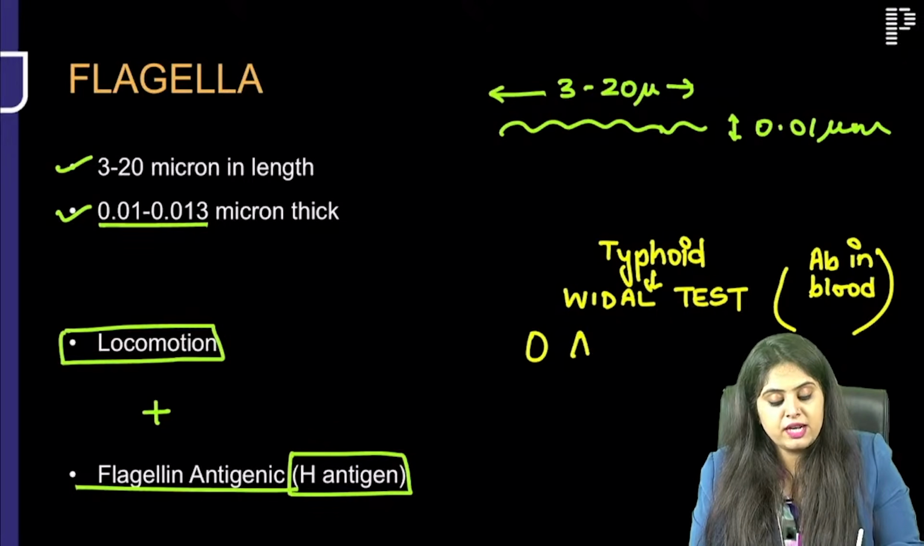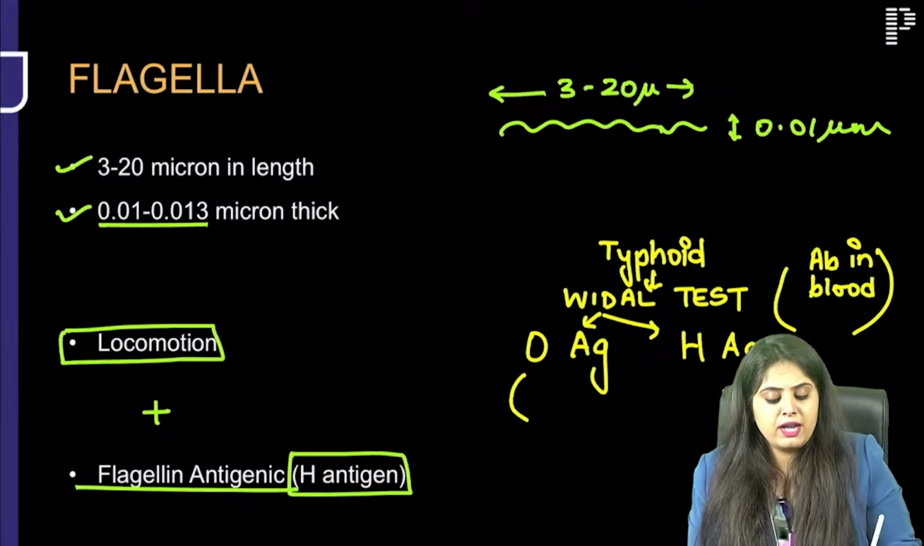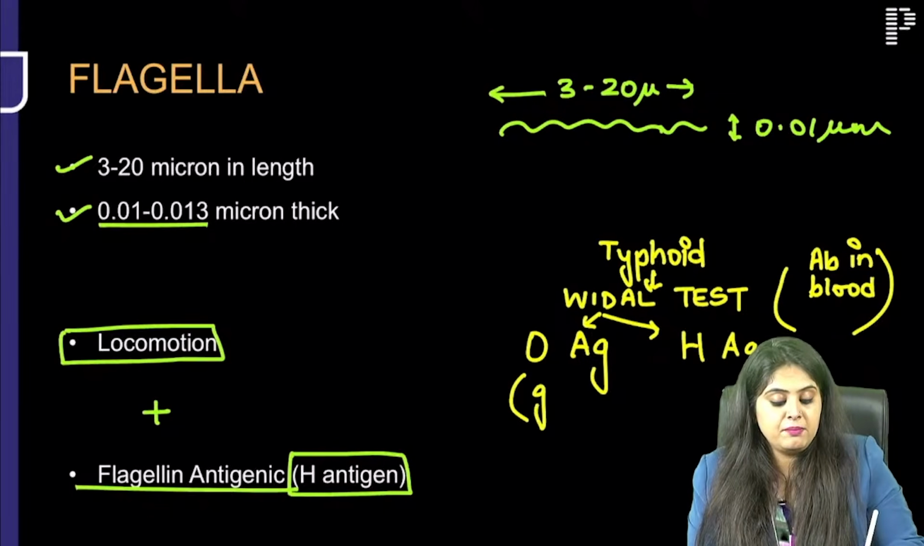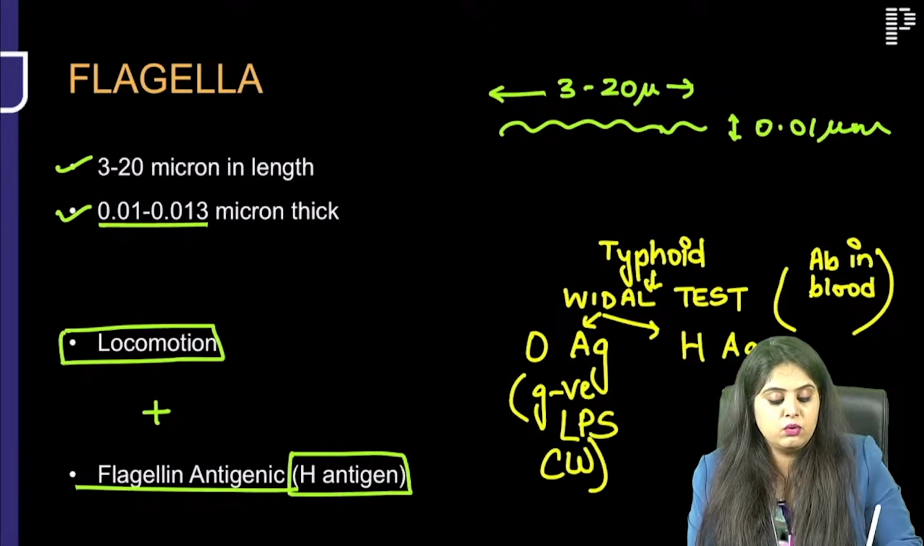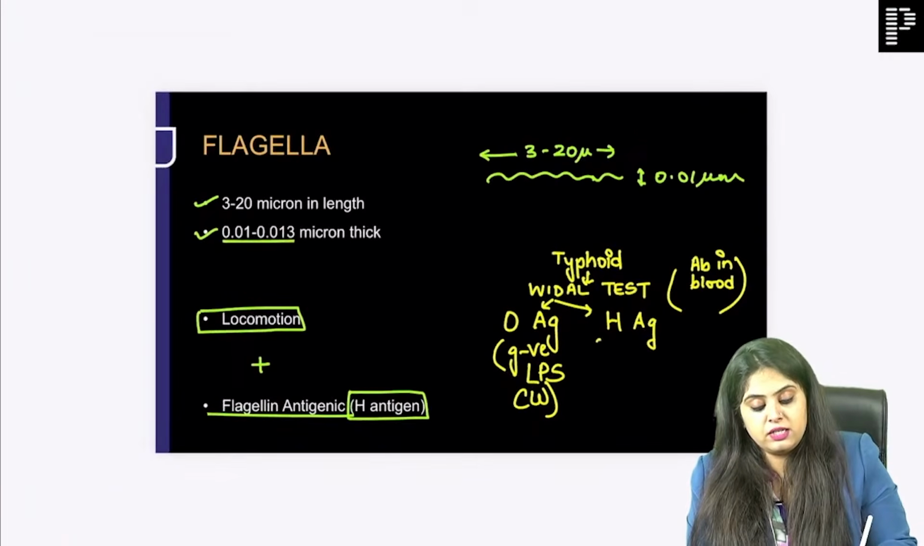Antibodies against which antigen are seen in Vidal test? O antigen and H antigen. Now you will tell me, where was O antigen present? Where did you study it, ma'am? We studied O antigen in the lipopolysaccharide of the gram negative cell wall. And where are you studying this H antigen? The H antigen is going to be present in the flagella.